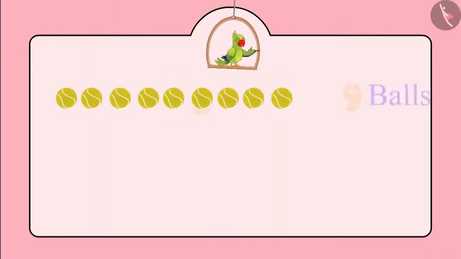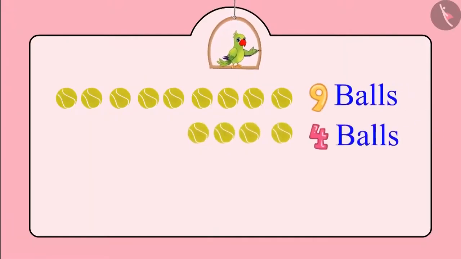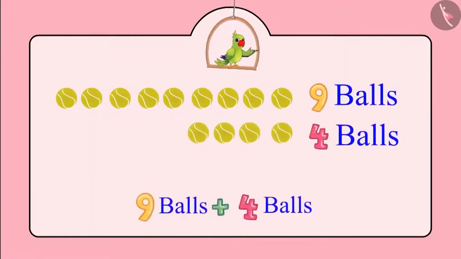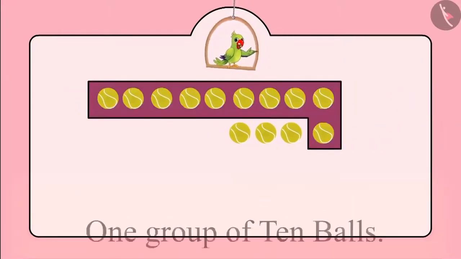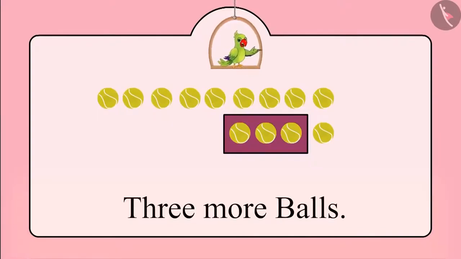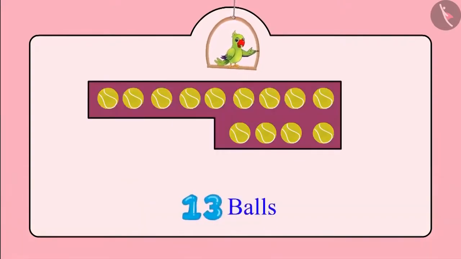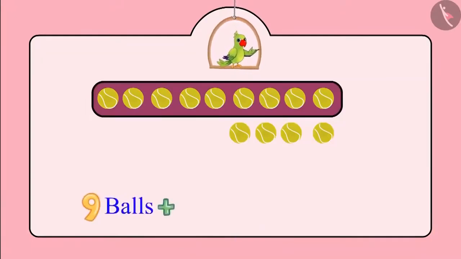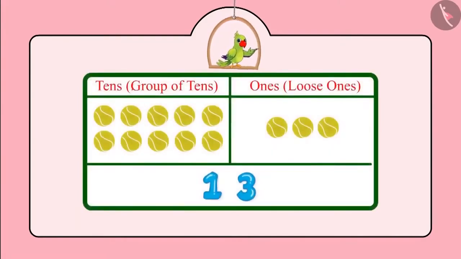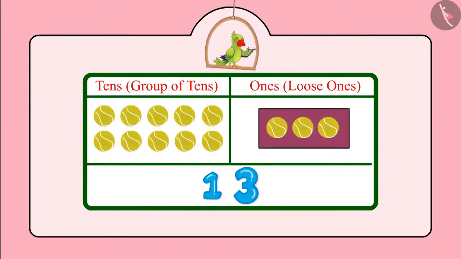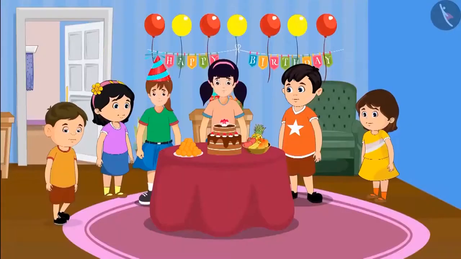Chotu has 9 balls and Sonu has 4 balls. This means that all the balls together make a group of 10 balls and 3 more balls. This means there are a total of 13 balls. So children, 9 balls added to 4 more balls make a total of 13 balls. So children, do you remember tens and ones? Here we have 13 balls. That is 1 ten in which there are 10 balls and 3 ones in which there are 3 balls.